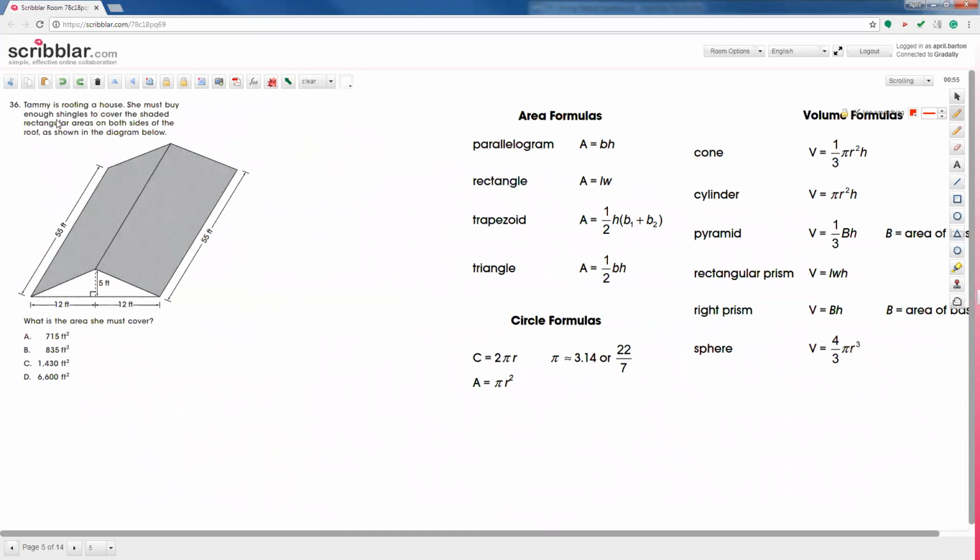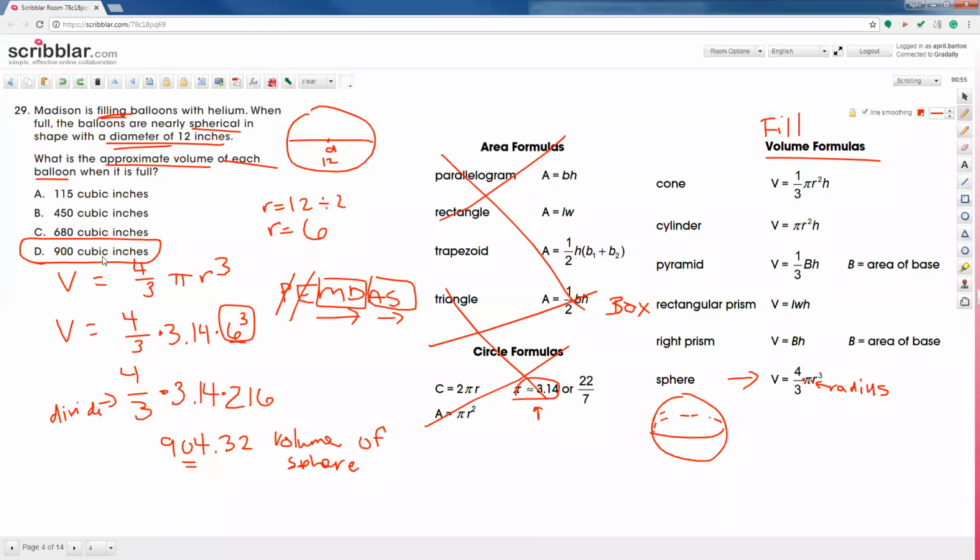So that was the end of the problem. We found the volume, we rounded it. That's the correct amount.